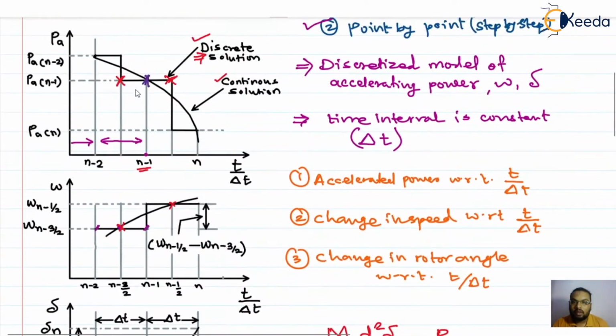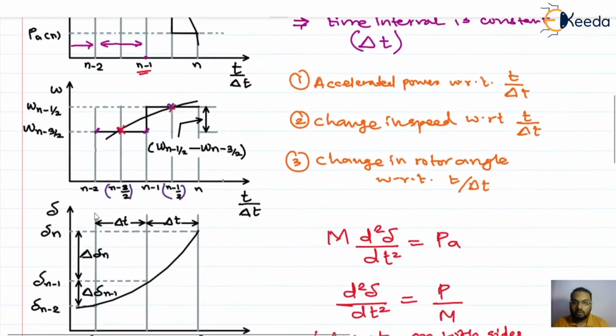Now you can see the time interval for that velocity will be this one. It will be from n minus 3/2 to n minus 1/2. Okay, so the velocity corresponding to this interval is nothing but omega n minus 3/2, and the velocity corresponding to this is omega n minus 1/2.